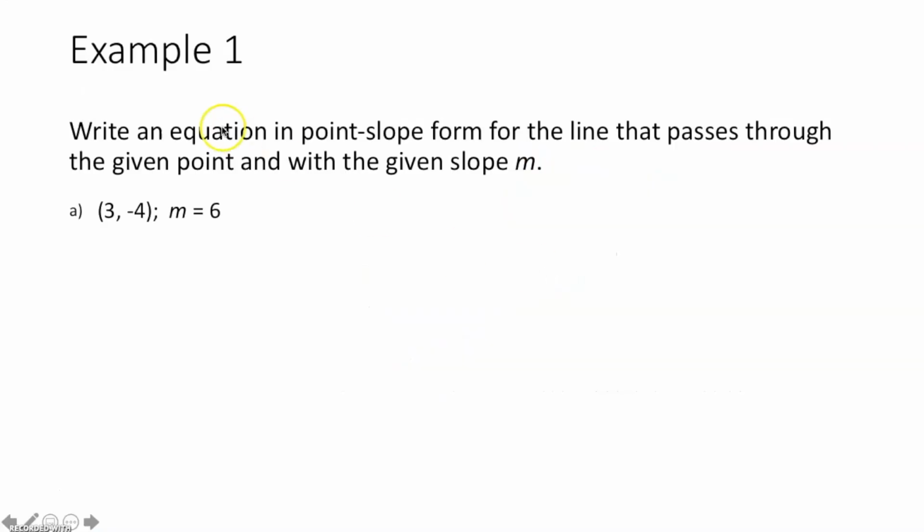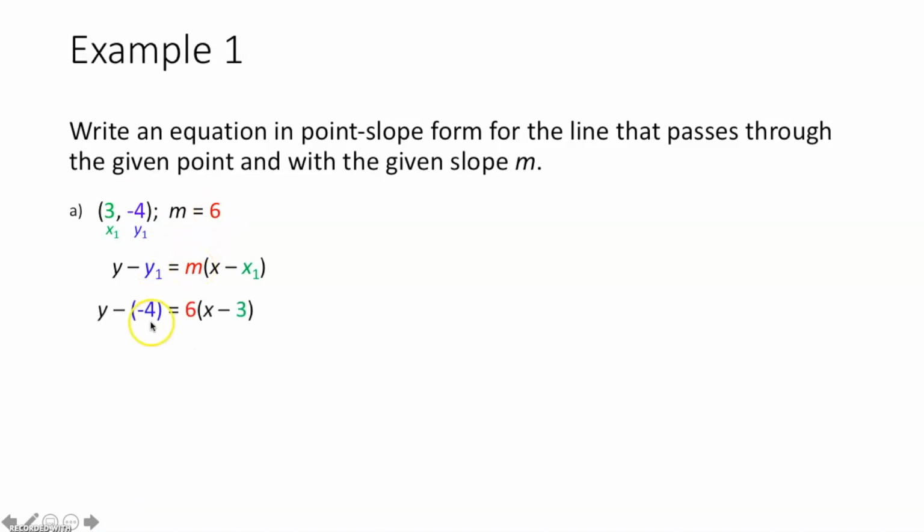Example time. Example 1 says write an equation in point-slope form of the line that passes through the given point and with the given slope m. So here we have a point and we have a slope. Anytime you're given a point and a slope, you want to start by putting it in point-slope form. So point-slope form requires a point and a slope. Here we have our x sub 1, we have our y sub 1, and we have our m. So in point-slope form, y minus y sub 1 is equal to m times the quantity x minus x sub 1. We're going to plug in 3 for x sub 1, negative 4 for y sub 1, and then 6 for m.